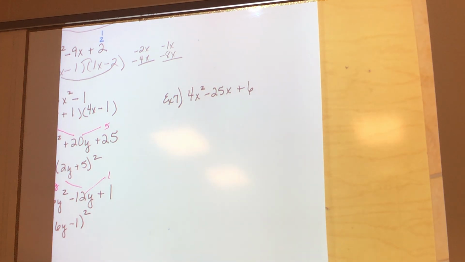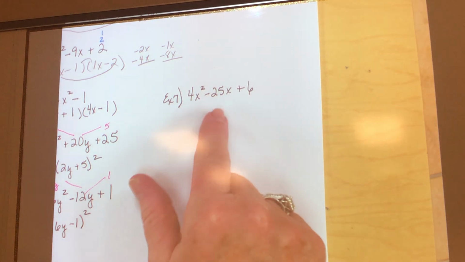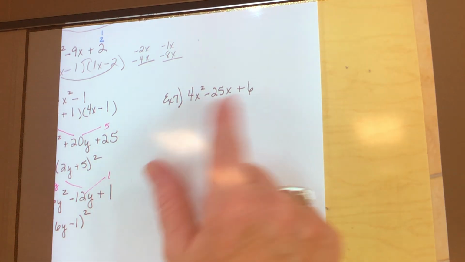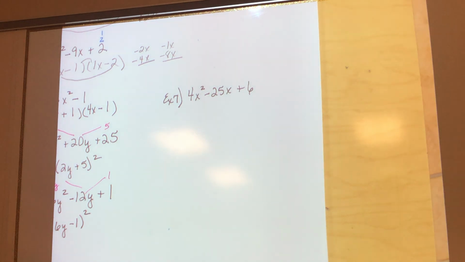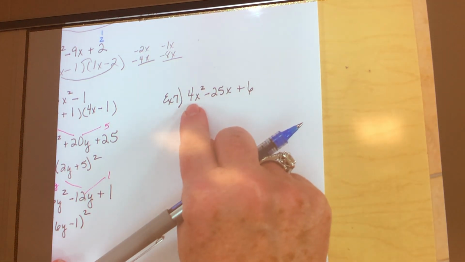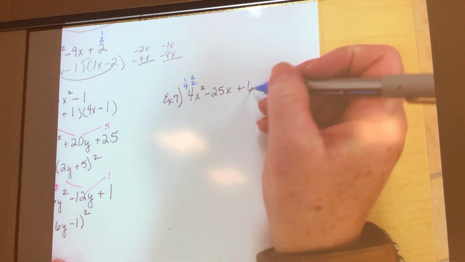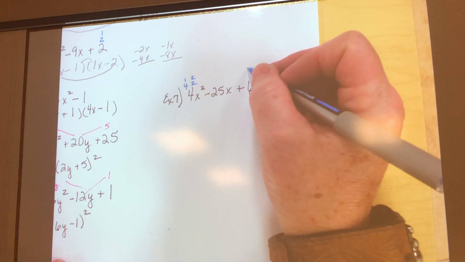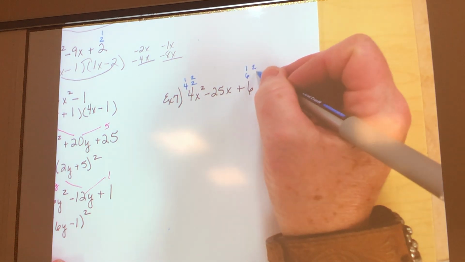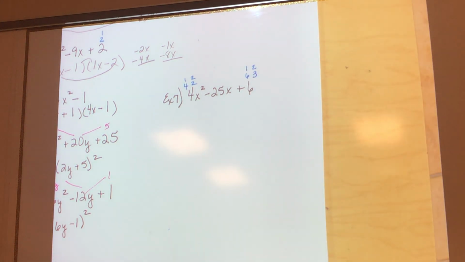Is it special? No. I look at the 4 and 25 and my brain goes, oh, I bet it is, but 6 is not a perfect square, so it's not. So, what are the factors of 4? 1 and 4 and 2 and 2. What are the factors of 6? 1 and 6, 2 and 3. Very good.